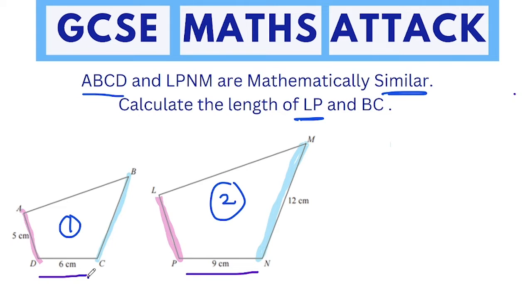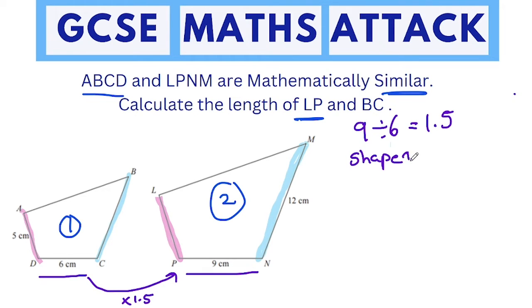So in order for me to work out the number that I multiply 6 by in order to give me 9, I need to divide 9 by 6. If I do 9 divided by 6, that gives me 1.5. That basically means if I do 6 times 1.5, that gives me 9 centimeters. So I know that to go from shape 1 to shape 2, I need to multiply by 1.5.